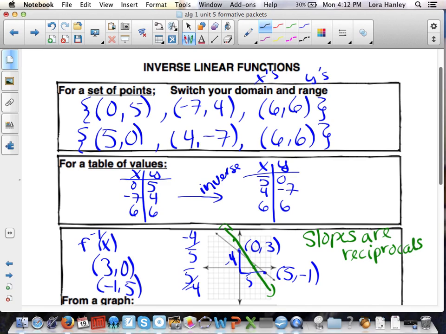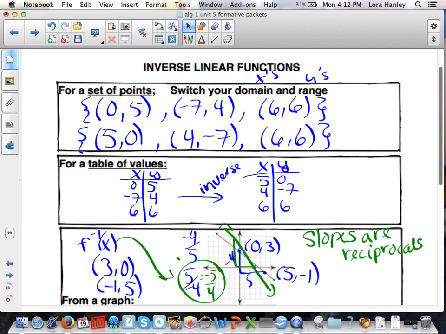So if I check this out here, we go down 1, 2, 3, 4, 5. So a negative 5. And to the right, positive 4. Remember, you can attach the negative to either, so that is the reciprocal. So this is my inverse slope. This was my original slope, negative 4 over 5. They are reciprocals of each other when you're dealing with inverse linear functions.